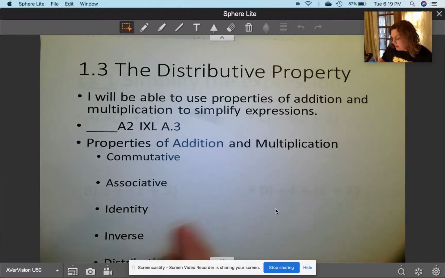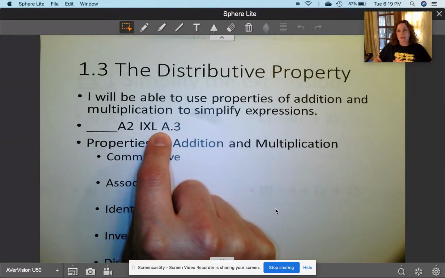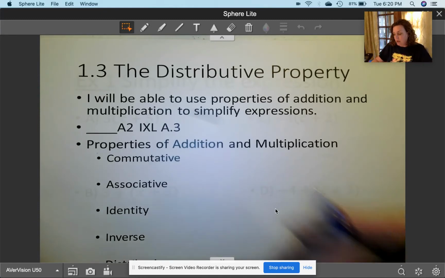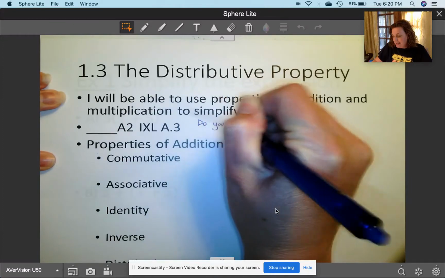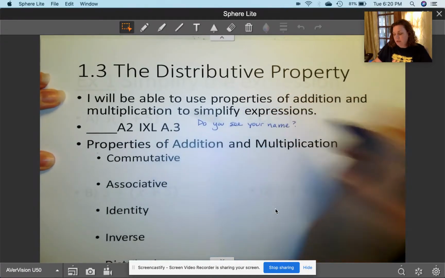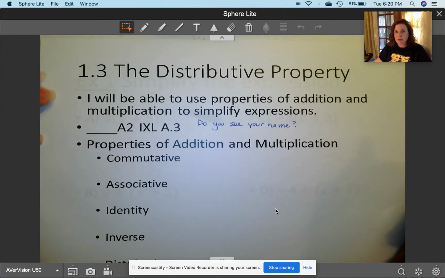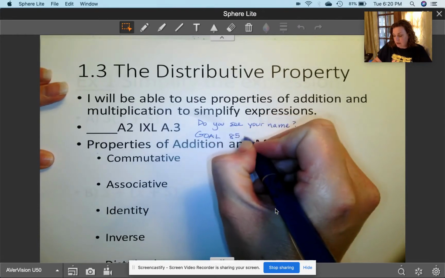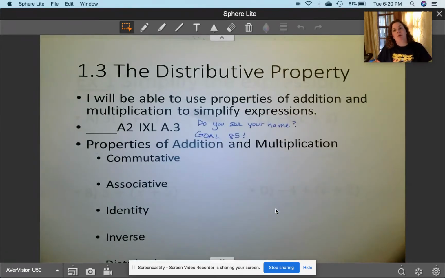And today you have another IXL lesson to do, 8.3. You can access that a couple of different ways, directly from the calendar. You can just click on the link, but make sure that your name is in the corner. Do you see your name? You want to see your name in the upper right-hand corner. And remember, your goal is to get an 85 for the SMART score.